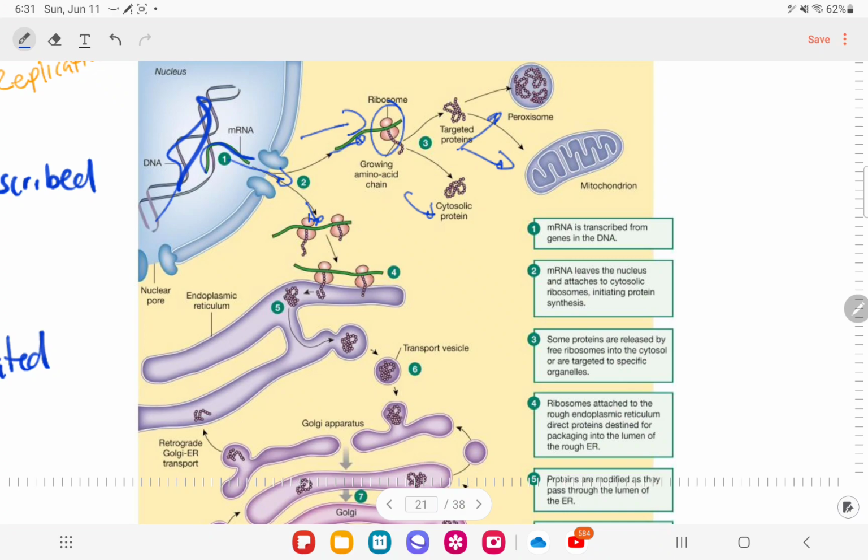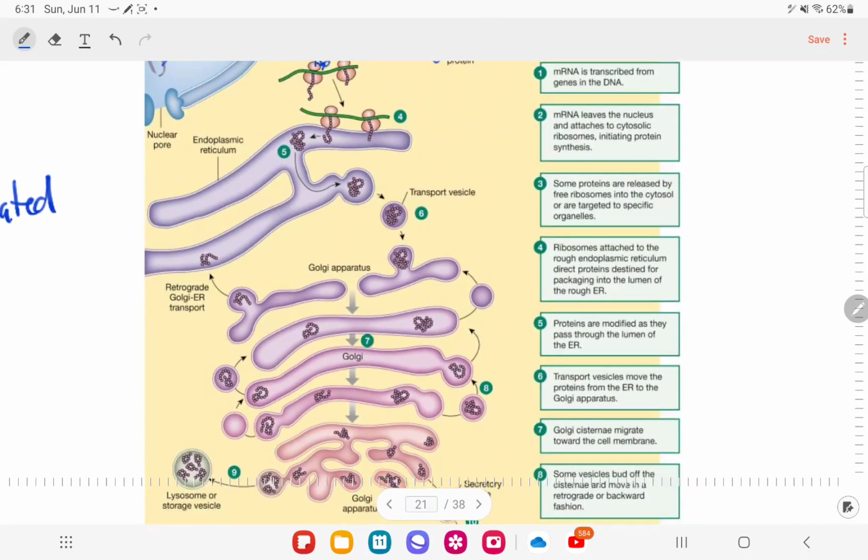Other times, the ribosomes that are attached to the rough endoplasmic reticulum will direct the proteins destined for packaging into the lumen of that rough ER.